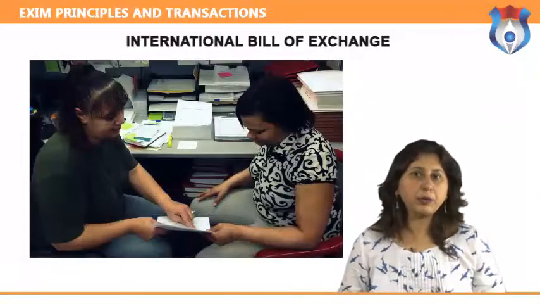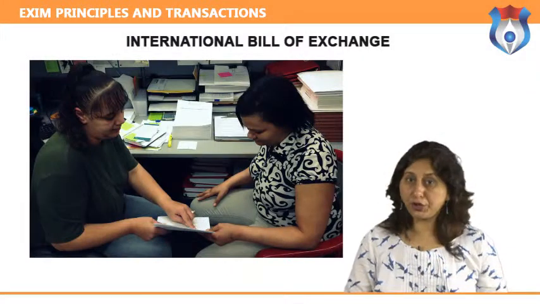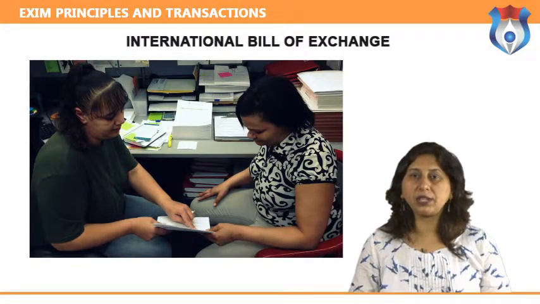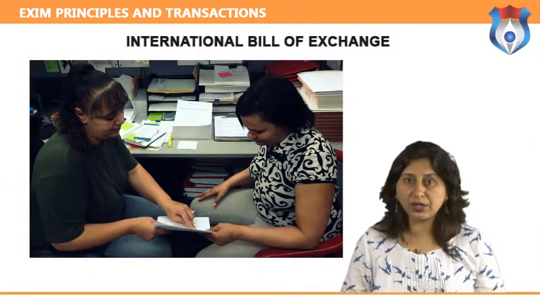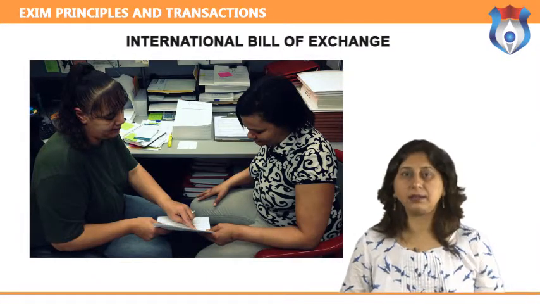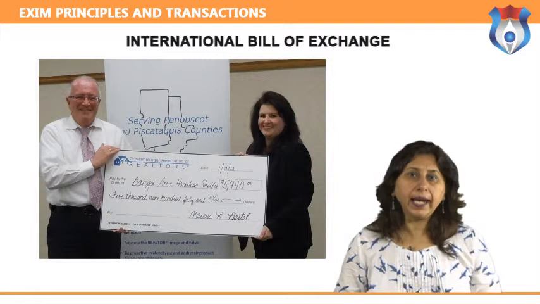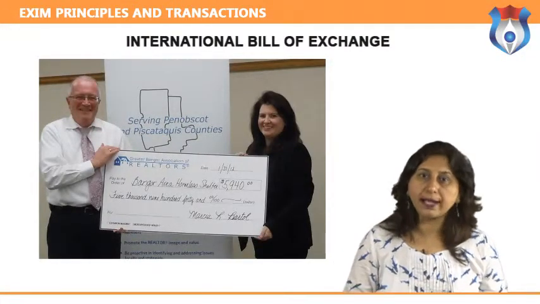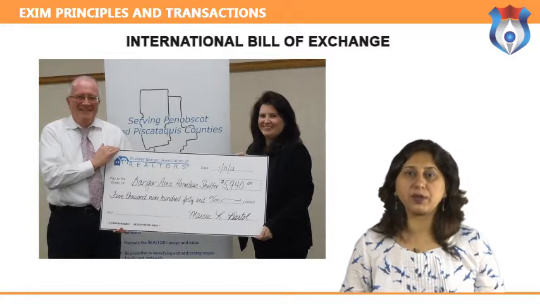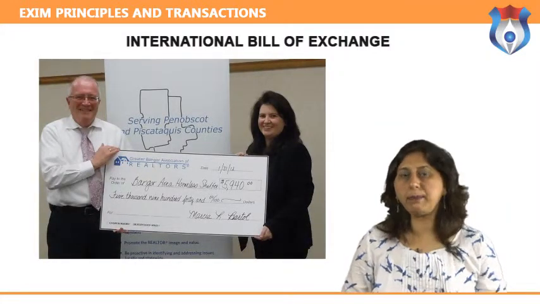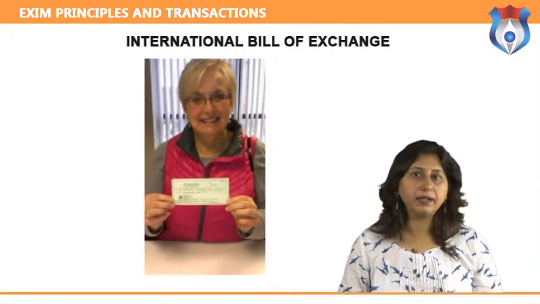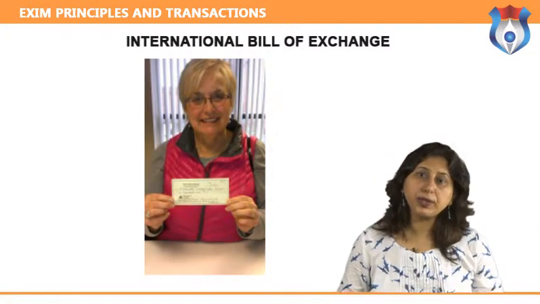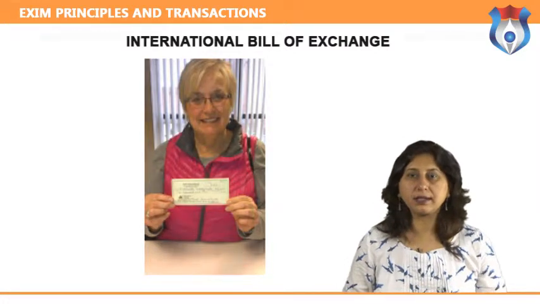The parties to a bill of exchange. The drawer. It is the party that issues a bill of exchange in an international trade transaction, usually the seller. The drawee. It is the recipient of the bill of exchange for payment or acceptance in an international trade transaction, usually the buyer. The payee. It is the party to whom the bill is payable, usually the seller or their bankers.